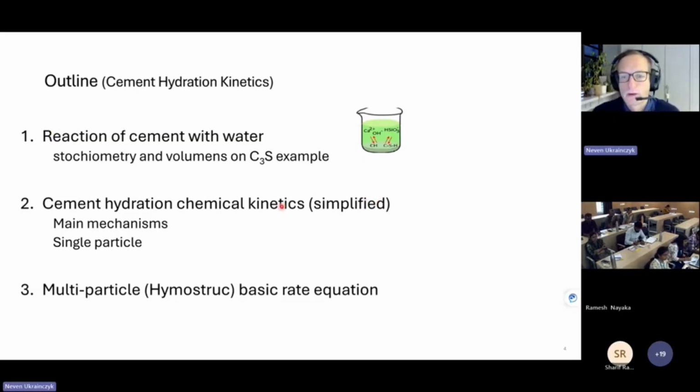I will show you an overview of the models, which models are available, what are the main mechanisms, like nucleation and growth, dissolution, nucleation and growth and diffusion. And I will show it on the single particle. And then comparing different model methodologies, also the most advanced, most fundamental model from EPFL, I think from the Scrivener group, which is on C3S cement, only C3S alite clinker.